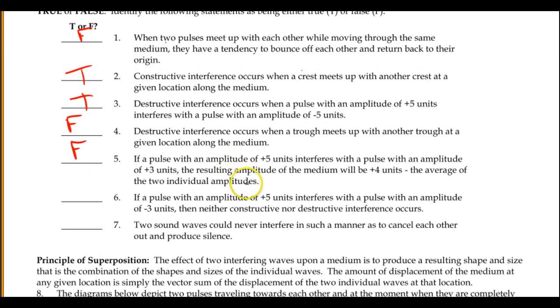If a pulse with plus 5 interferes with a pulse with amplitude minus 3, then neither constructive or destructive interference occurs, and that is false. We have a plus and a minus, so they're going to add up to plus 2, which is smaller than either of the other two unit sizes, so it's destructive.